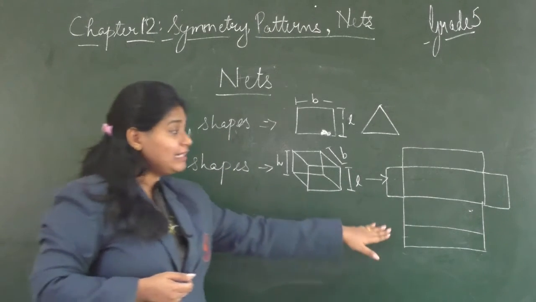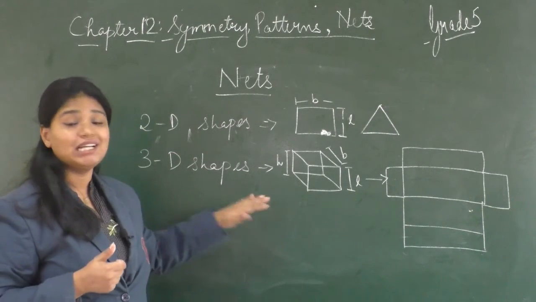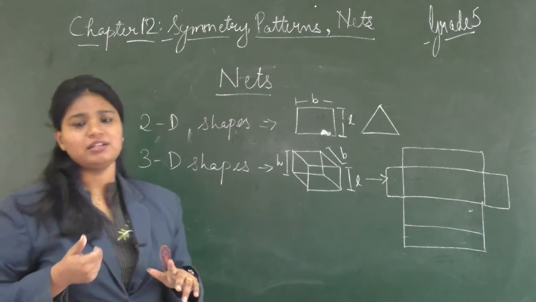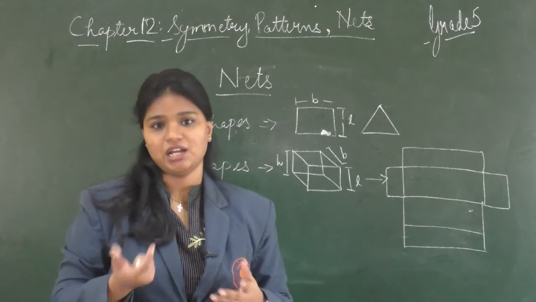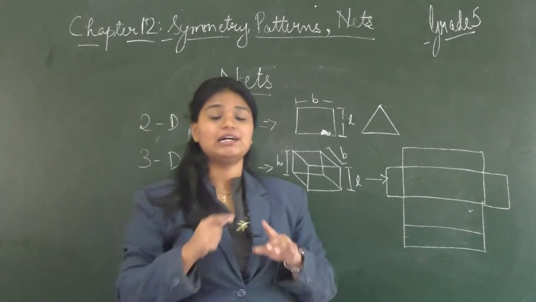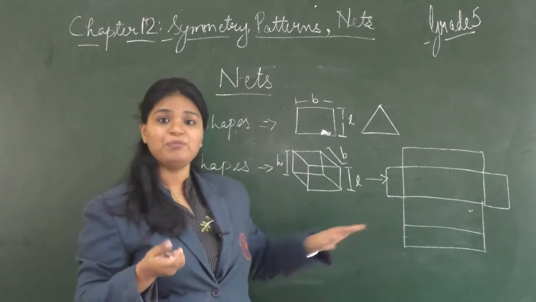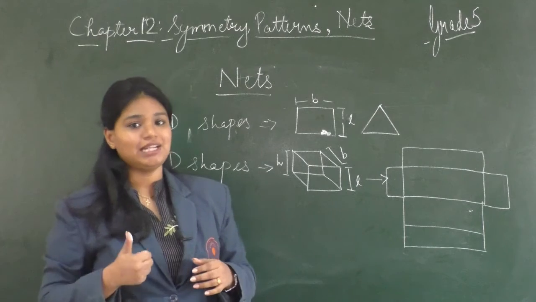Now what is the connection between 2D shape and 3D shape? Now a net is a 2D shape which when folded forms a 3D shape. Now you can use any box in your house. You can cut open the box and then you can find a net type shape is being formed. So that net when put together forms a 3D shape.